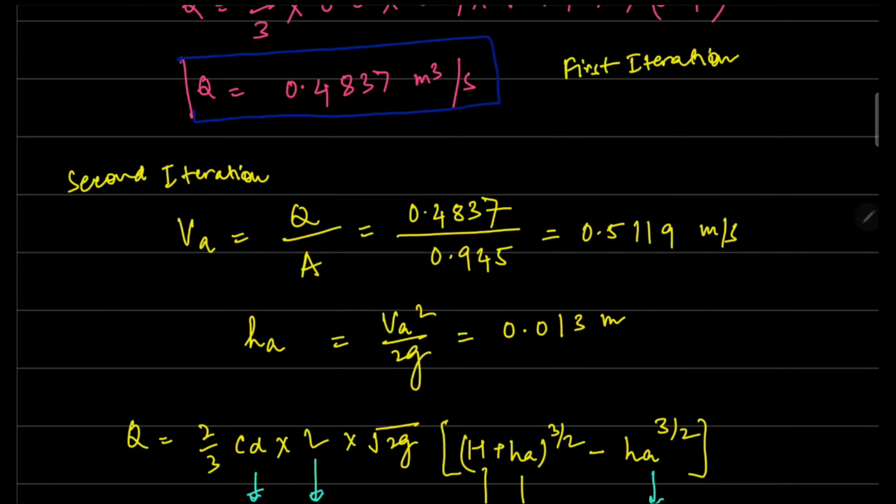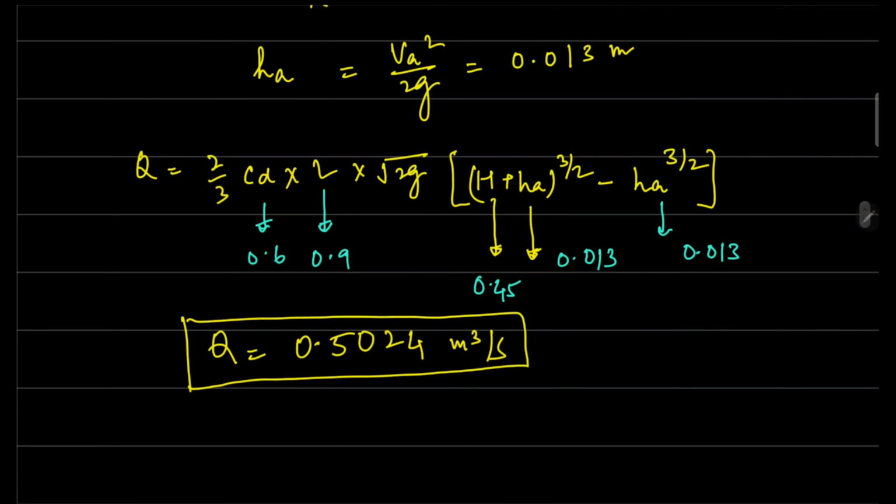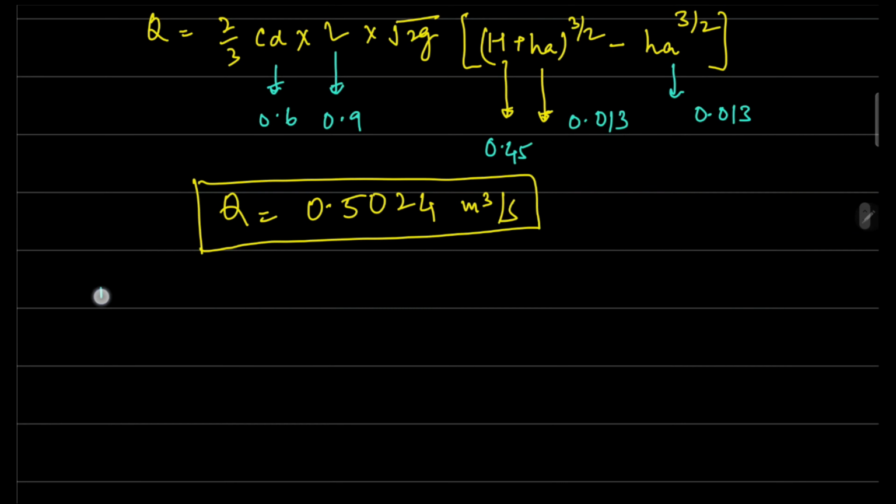This is coming out to be 4837. However, this value is 0.5024. So there's a much difference. Then we have to go for one more round of iteration. So that is our third iteration, and the same thing we will follow.